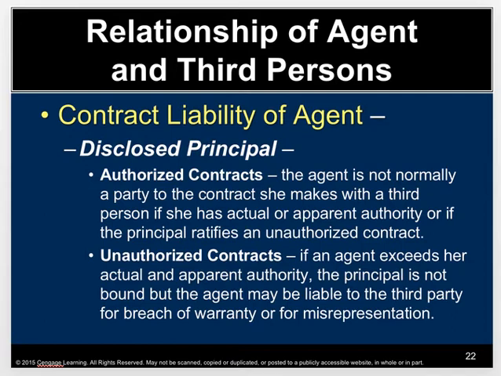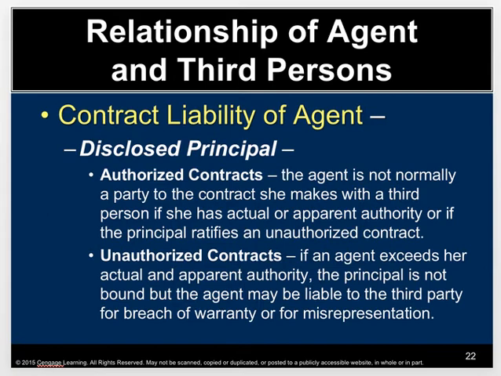So again, and we did talk a little bit about this before, but if the principal is disclosed and the contract is authorized, the agent is not normally going to be liable because they're not a party to that contract, right? They're actually entering into that contract on behalf of the principal. This will also be true if the contract was not authorized, but it is later ratified by the principal. Then again, the principal is the one that's going to be liable.